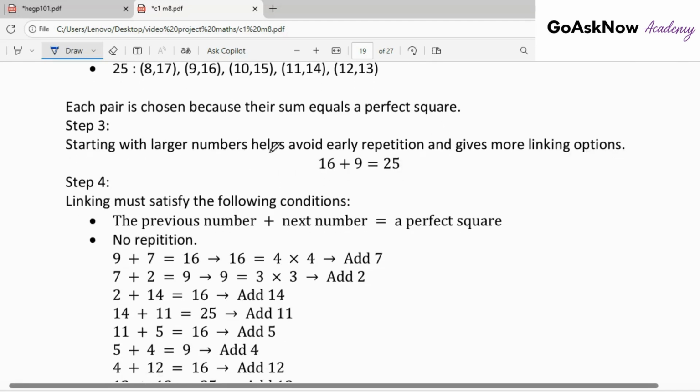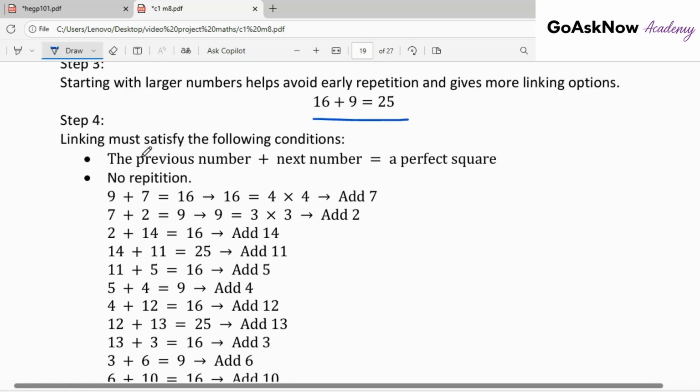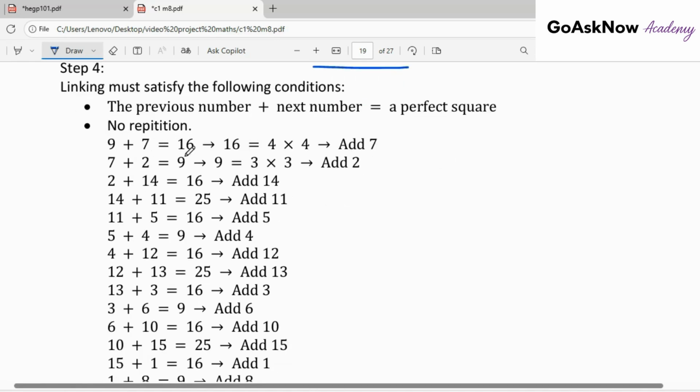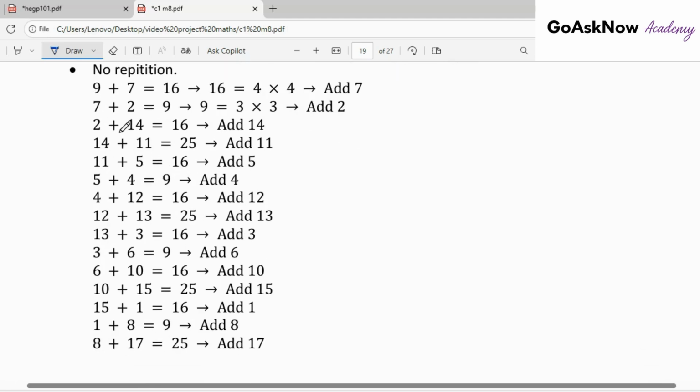Now, starting with the largest number helps avoid early repetition and gives more linking options. Start with 16 and 9, since 16 plus 9 is 25. Linking must satisfy the following condition: the previous number plus the next number is equal to a perfect square, with no repetition. 9 plus 7 is equal to 16, which is 4 into 4, add 7. 7 plus 2 is 9, which is 3 into 3, add 2. 2 plus 14 is equal to 16, add 14. 14 plus 11 is equal to 25, add 11. 11 plus 5 is equal to 16, add 5. 5 plus 4 is equal to 9, add 4.